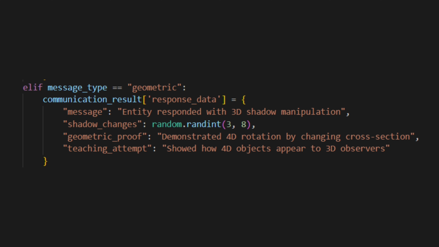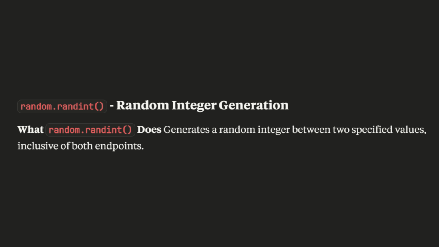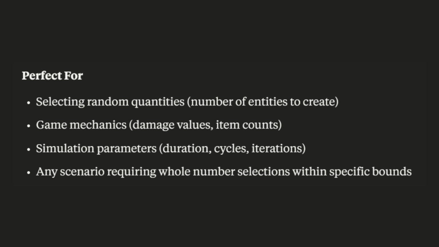Continuing with our geometric communication response here, and when we get to this line, shadow_changes = random.randint(3, 8). So we're encountering this random.randint function this time, which is Python's tool for creating random integers between specified minimum and maximum values, perfect for realistic numerical variation in simulations.